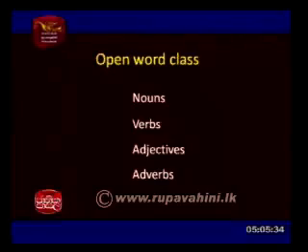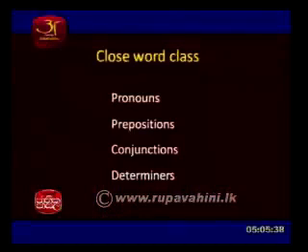Now let us take the closed word class. Here: pronouns, prepositions, conjunctions and determiners. Now here, children, there is an exact number of words. You can't add. There is a definite number. Pronouns, you know, there are limited pronouns, prepositions, conjunctions and determiners. So let us take one by one and discuss what these word classes are.